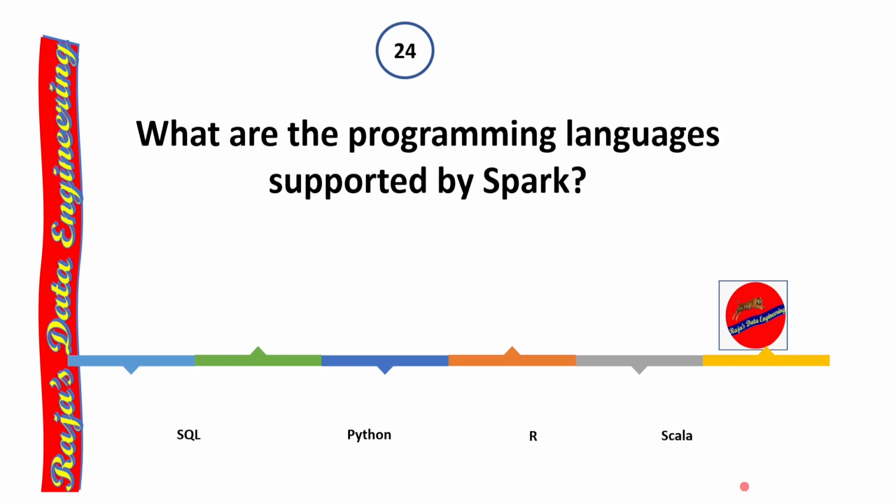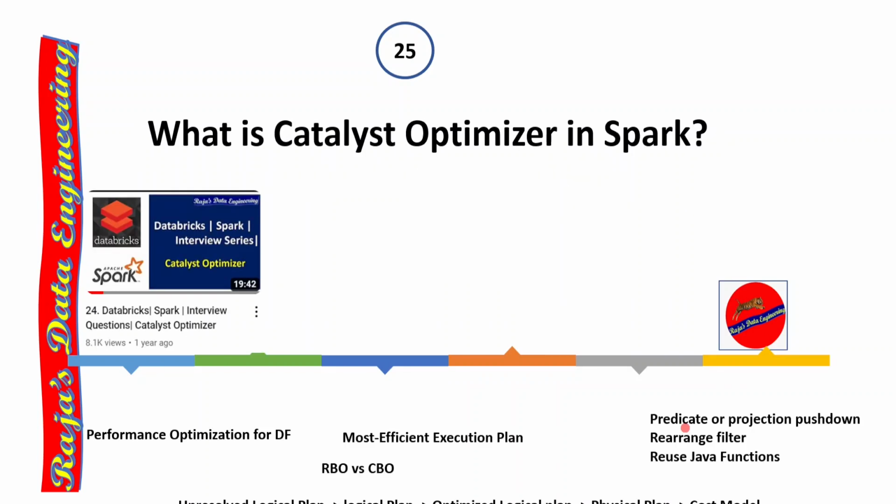Moving on to the next one, this is one of the basic questions. What are the different programming languages supported by Spark? Here we can talk about SQL, Python or Scala. And in your project, for which use case, for which scenario, you are using which language, you can elaborate more on this question. Right, moving on to the last question, what is Catalyst Optimizer?